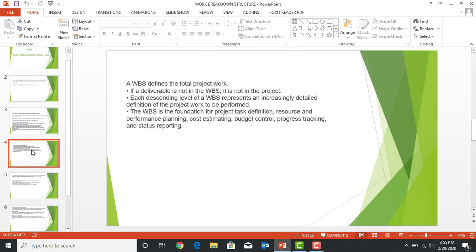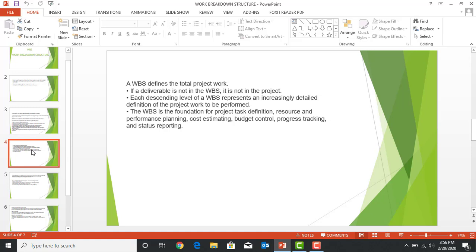We will discuss what these other two things are. But before we go, we should still know that a WBS defines the total project work, and if a deliverable is not in the WBS, it is not in the project. That is how important our WBS is. So we should always remember that when we are working on our WBS, we are including all the deliverables that we are going to complete in our project. And each descending level of a WBS represents an increasingly detailed definition of the project work to be performed.